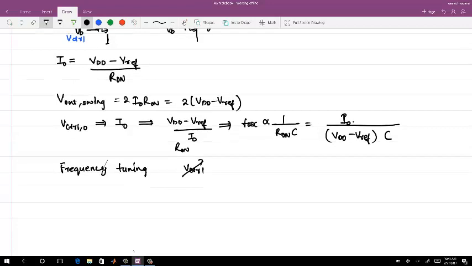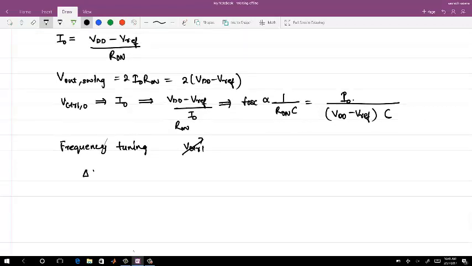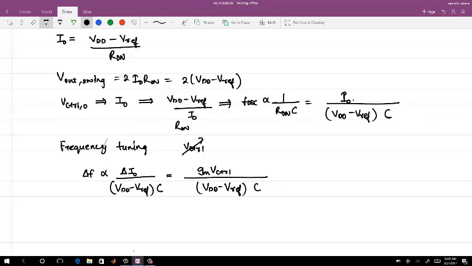So your delta F is inversely proportional to delta I naught by VDD minus Vref times C. Is that fine or anything? And your delta I naught is GM times V control.